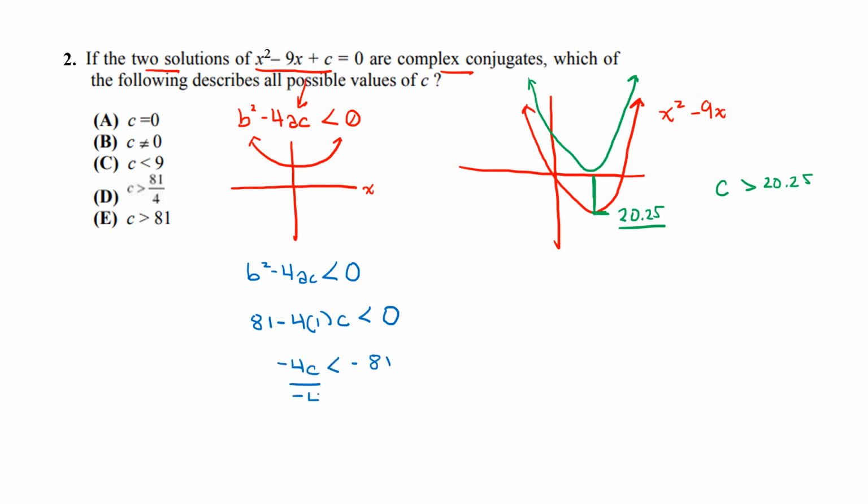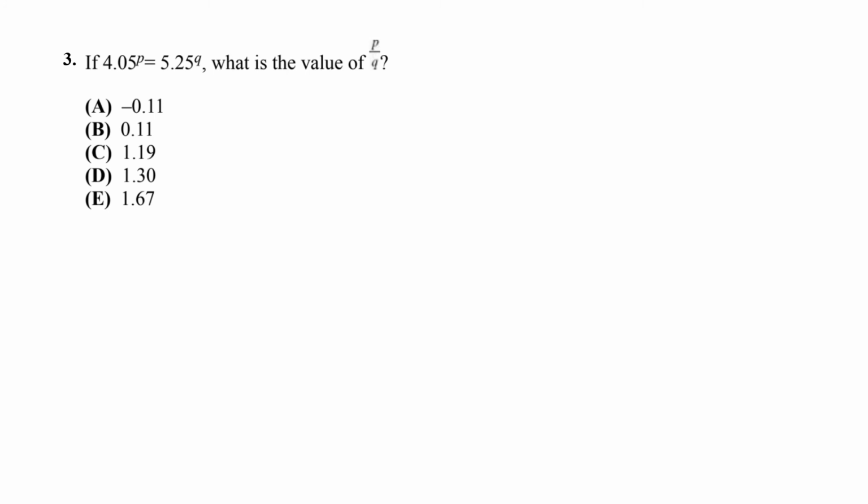Divide both sides by negative 4. And we get C, now we're flipping the signs because we're dividing by a negative, is greater than 81 over 4. And 81 over 4 is also 20.25. And we see that our C is greater than 81 over 4. Answer choice D.